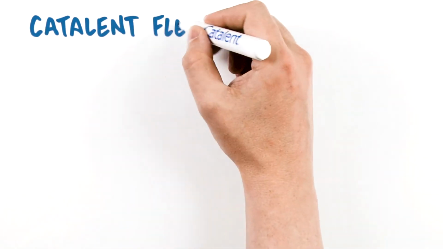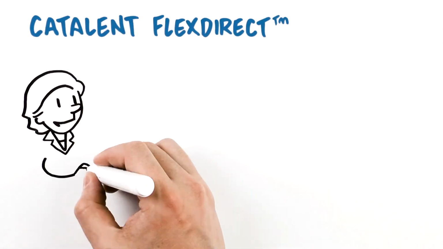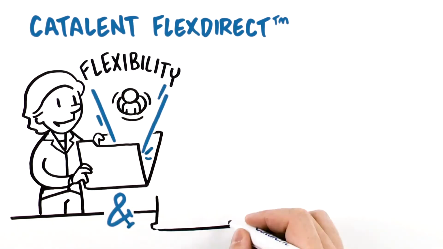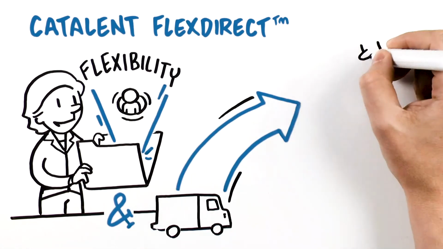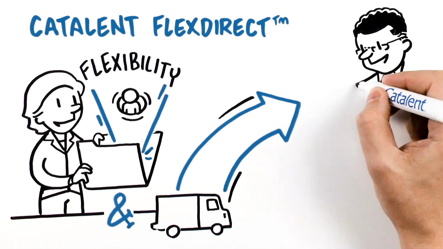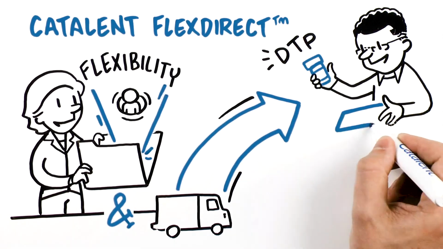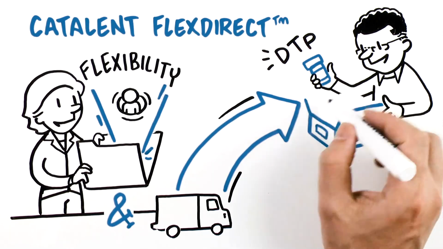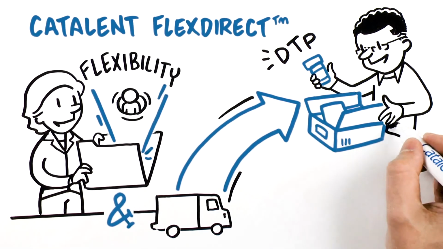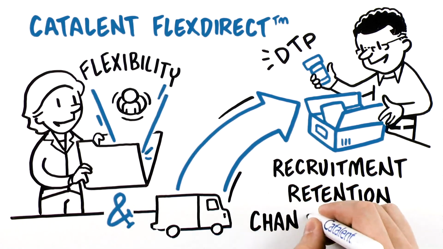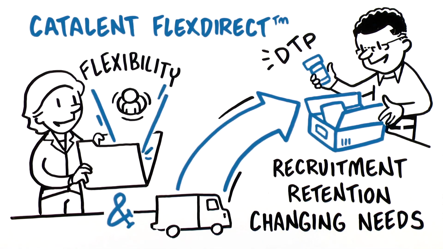With Catalent's FLEXDIRECT solution, sponsors can build greater flexibility and patient centricity into their study and clinical supply chain. A key advantage of FLEXDIRECT lies in the ability of sponsors to offer a direct-to-patient option, which aligns with the specific needs of their study and can be modified as needed to help improve overall patient recruitment and retention efforts and address changing study and patient needs.